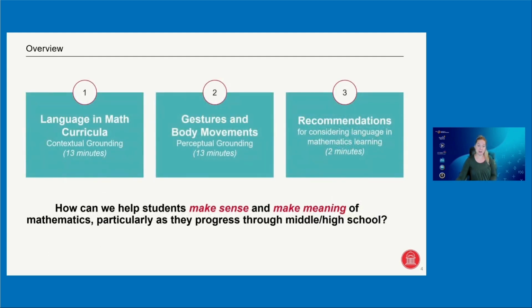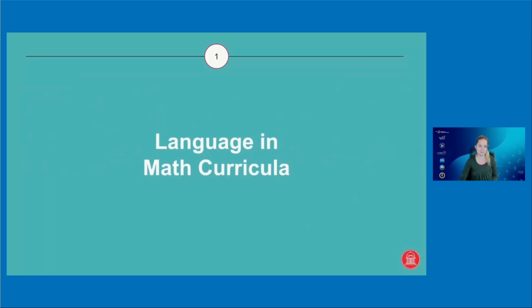The way that my presentation is structured, first I'm going to be talking about language in mathematics curricula, focusing on contextual grounding. Then I'm going to be focusing on gestures and body movements in mathematics, focusing on perceptual grounding. Then I'm going to close with some recommendations for considering language in mathematics learning. The question that binds all of these parts together is, how can we help students make sense and make meaning of mathematics, particularly as they progress through middle and high school?